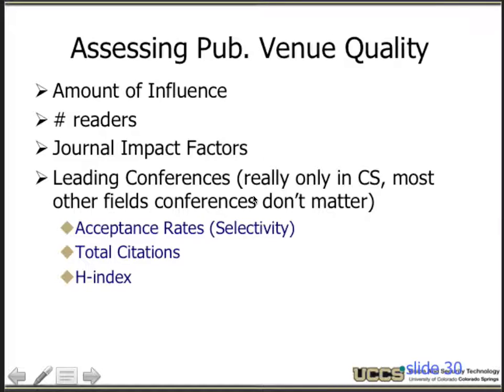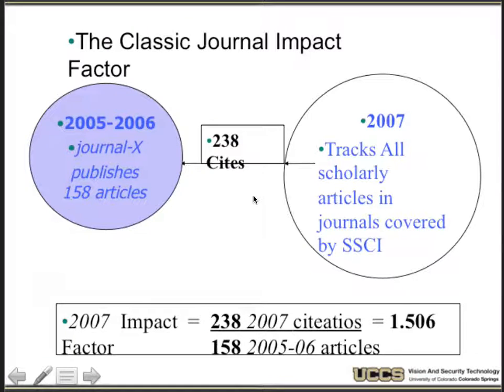Another thing to look at is the total number of citations and the H index. And I'm going to explain journal impact factors, citation, and H index in the next couple of slides. So the classic journal impact factor, or just impact factor, is determined by looking at the total number of citations divided by, in general, some window, say 2 years worth of papers.